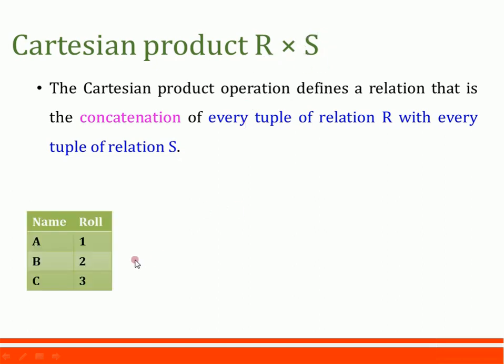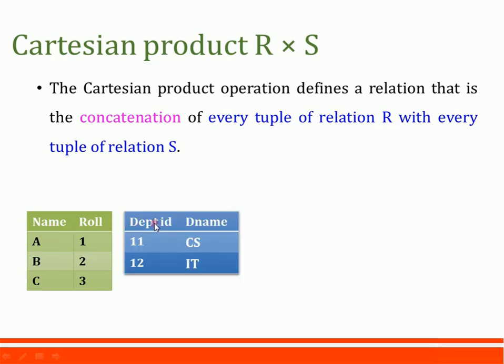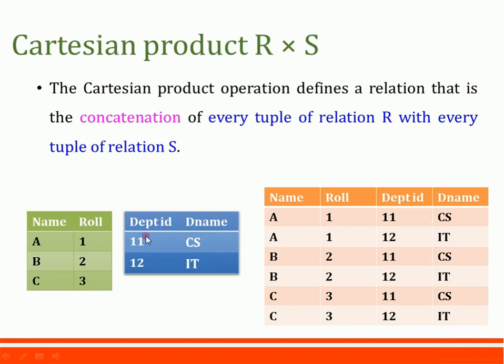Similarly, it goes on. For example, you have one relation which has name and roll number, and another relation having department ID and department name. The output of the Cartesian product will be A1 from the first relation combined with 11 CS and 12 IT. You can see here, B is combined with both the tuples of the other relation, and C with 11 CS and 12 IT. So when you have 3 tuples in one relation and 2 in the other relation, you will get 3 into 2, that is 6 tuples in the Cartesian product. Every tuple of the first relation will be combined with every tuple of the next relation.